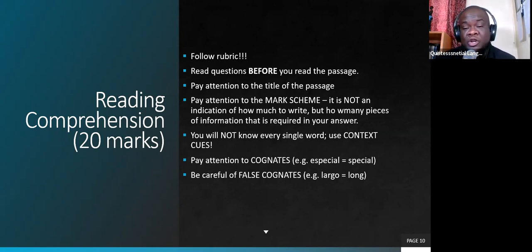As I say, you will not know every single word in the passage, but you need to pay attention to context cues. The passage starts off and you see a word, tráfico, and you say, aha, it has to do with traffic. They use the verb choque, chocar. Dos carros chocaron. But you saw the word tráfico before, but you never met the word chocar.